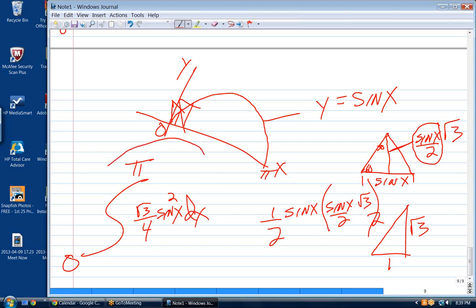Again, that's a calculator one, because you haven't been taught how to integrate sine squared x. All right. That's a good place to stop.